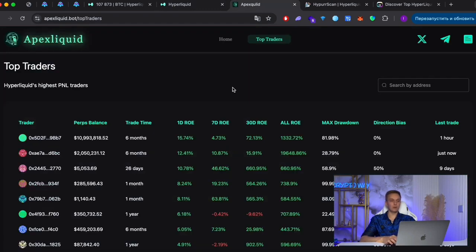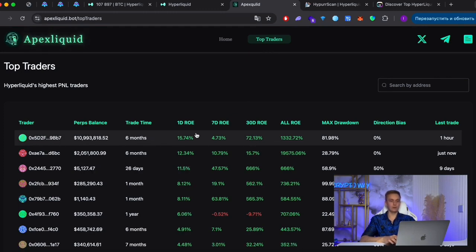There's also a platform called Apexliquidbot. And in the top trades section, we can see all the most interesting wallets that have performed well over time. It's all pretty straightforward here. We see the percentage growth of each trader's deposit, and we can see the time of their last trade. Overall, the interesting wallets are already sorted here, but of course, in any case, you need to look at them in more detail, and only after that can you start following them.